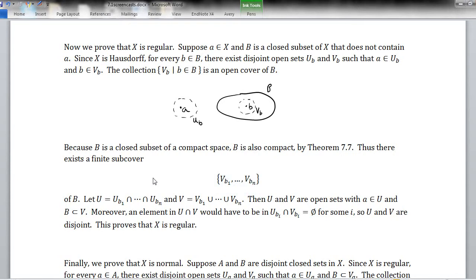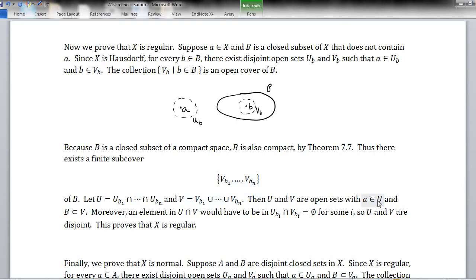Now, remember, I'm trying to find open sets U and V which separate the point A from the set B. My set U containing A is just going to be the intersection of the UBIs corresponding to the VBIs in my list here, and my set V containing B is going to be the union of these VBIs. A finite intersection and a finite union of open sets are both open, so U and V are open sets.